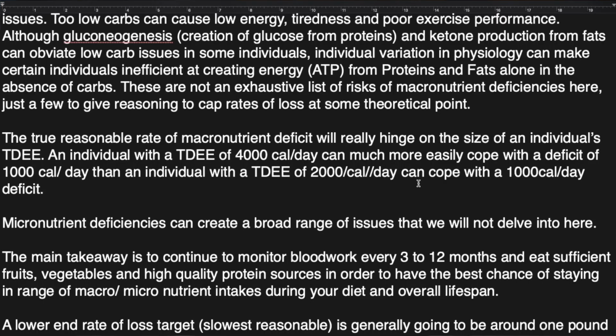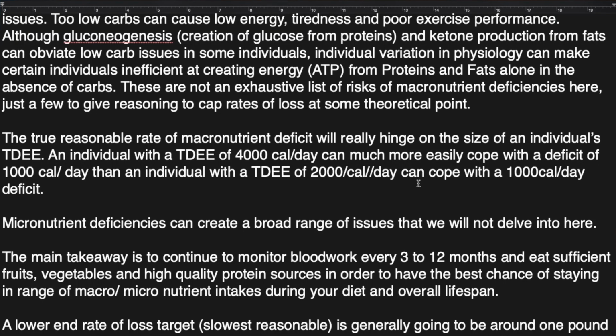Micronutrient deficiencies can create a broad range of issues that we will not delve into here because each micronutrient deficiency has its own series of issues that can be very unique. If you want to learn more about that, I can make a video series in the future going over each of the micronutrients. I'd recommend studying a bit of nutrition if you're into that stuff. It's enough info for its own video, so I'm not going to add on too much about that here.